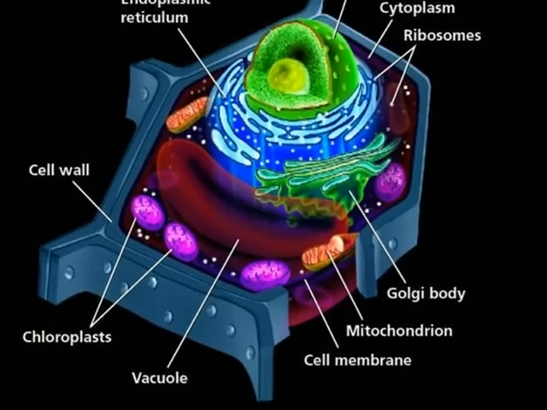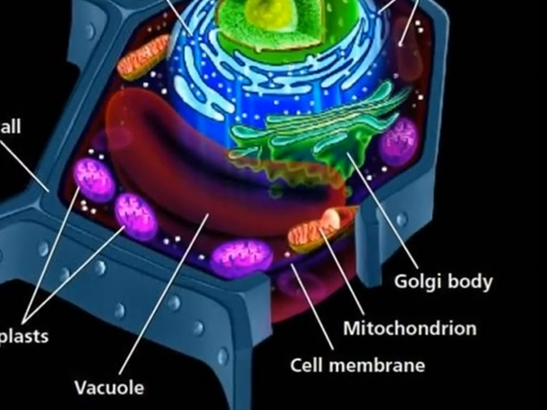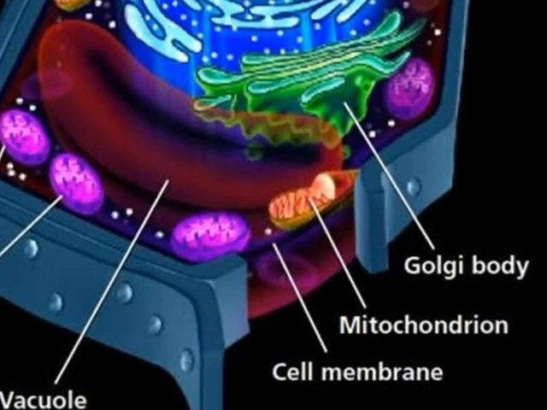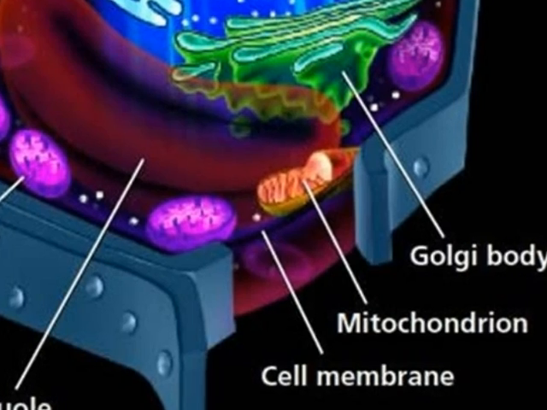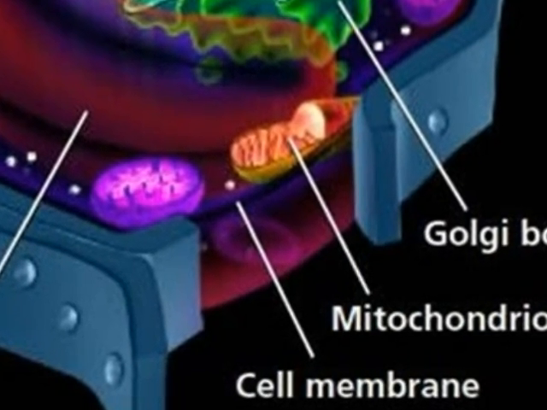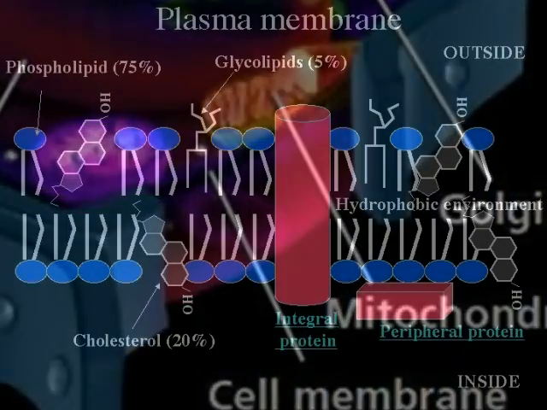The first thing we're going to be looking at in the cell is the cell membrane. The cell membrane is like the bodyguard of the cell. It's a biological membrane that separates the interior of the cell from the outside environment. The basic job of the cell membrane is to protect the cell from surroundings and keep unwanted objects out.